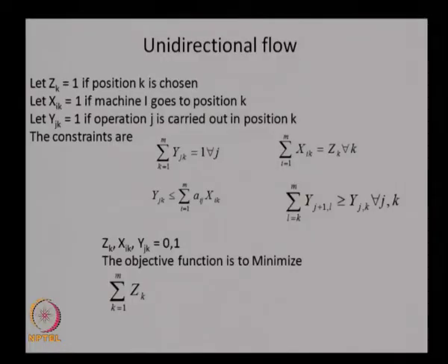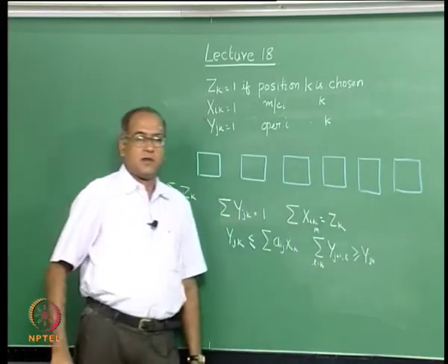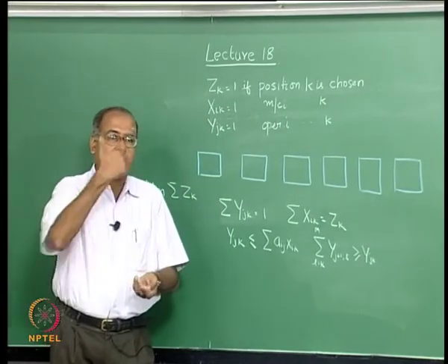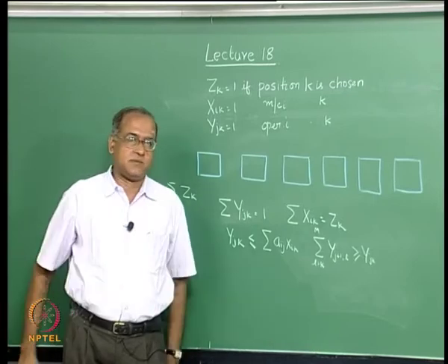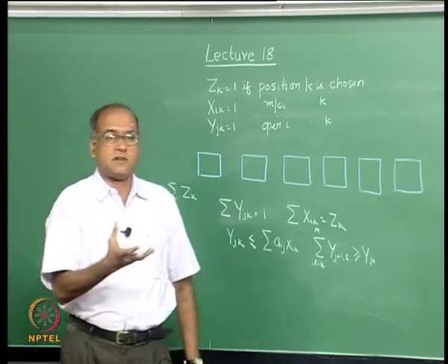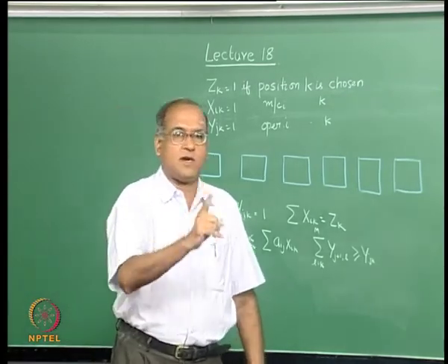So, the objective function minimizes the number of positions chosen, which means it minimizes the number of machines, because each position will have exactly one machine.